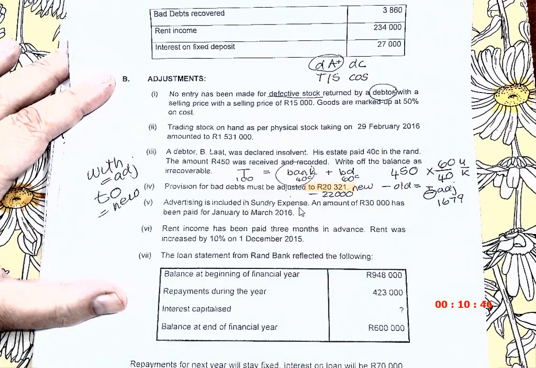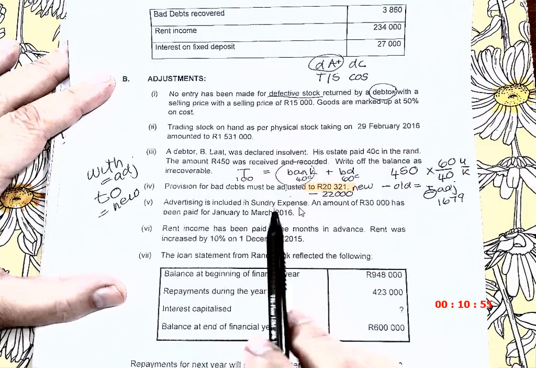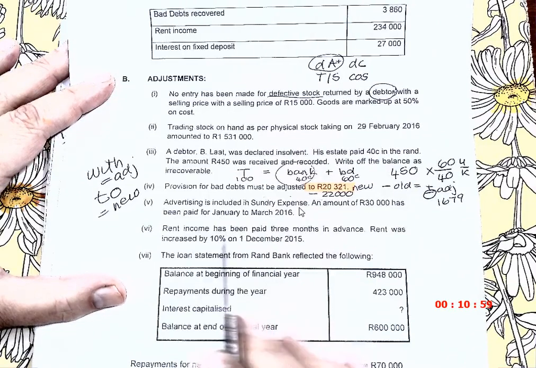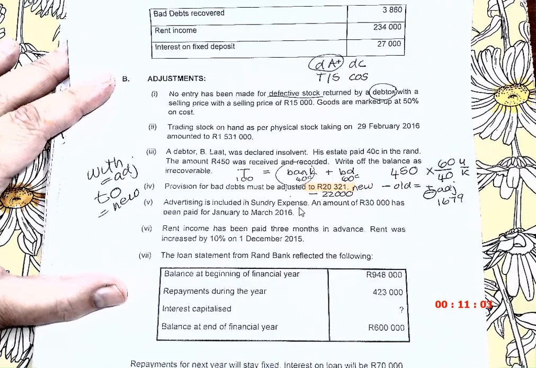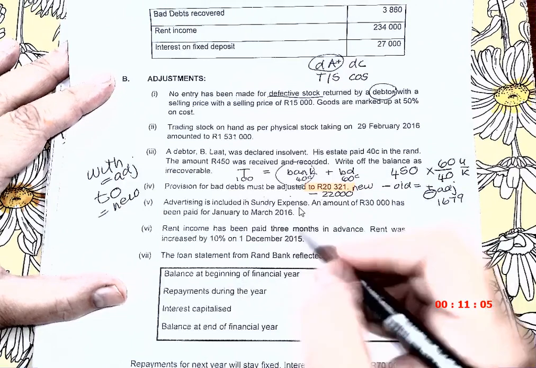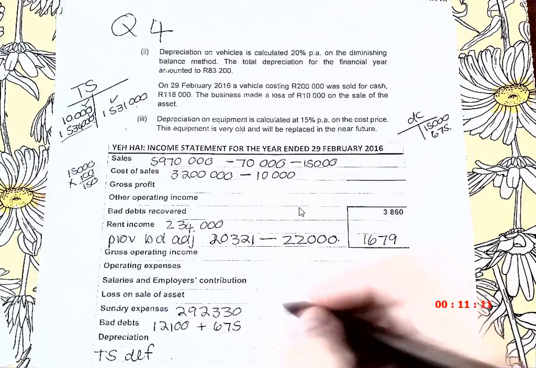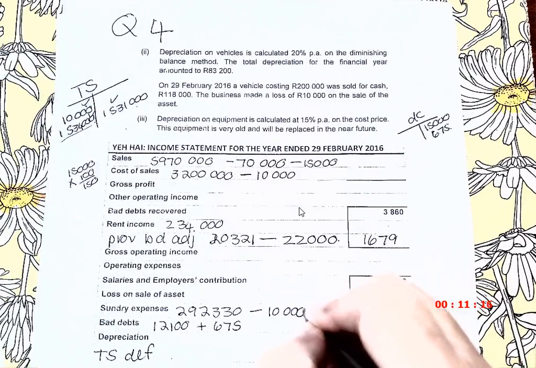Advertising. So I know advertising is an expense, so I can only have an accrued expense or a prepaid expense. It's included in the sundry. An amount of 30,000 has been paid for January, February and March. Can you see it's 10,000 each? Yeah. So March falls outside my year. It's after this year. So I'm going to subtract 10 from sundry. Okay? Does it make sense?